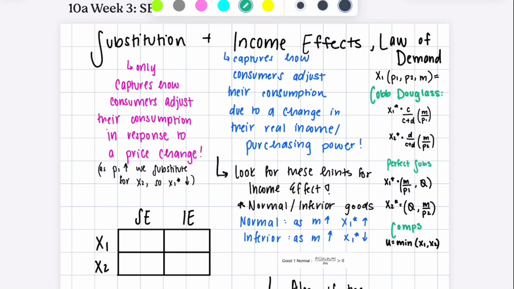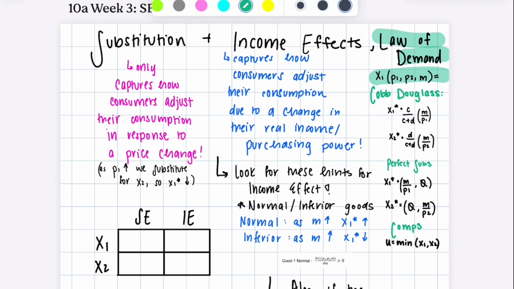Substitution and income effects, as well as the law of demand. This is a foundational concept that will play a role in the rest of this quarter, as substitution and income effects come in and out of a lot of the topics, and so this will lay a foundation for it. We already know the law of demand.